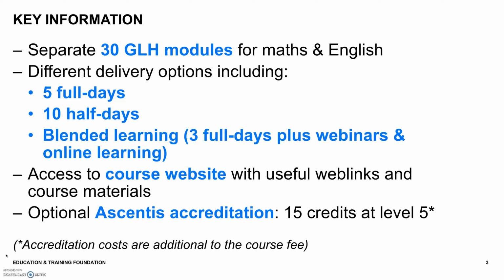All courses have access to a course website with useful links to other websites and materials, and the option to download the course materials. Finally, the Ascentis accreditation will be 15 credits at level 5. Note that this is optional and that there are extra costs involved for those who do want to seek the accreditation.